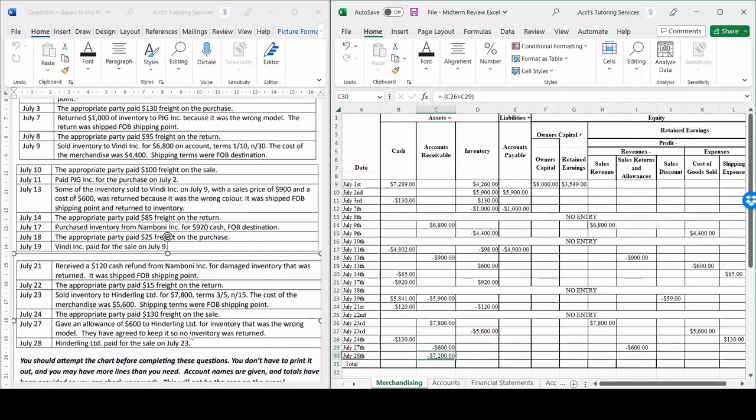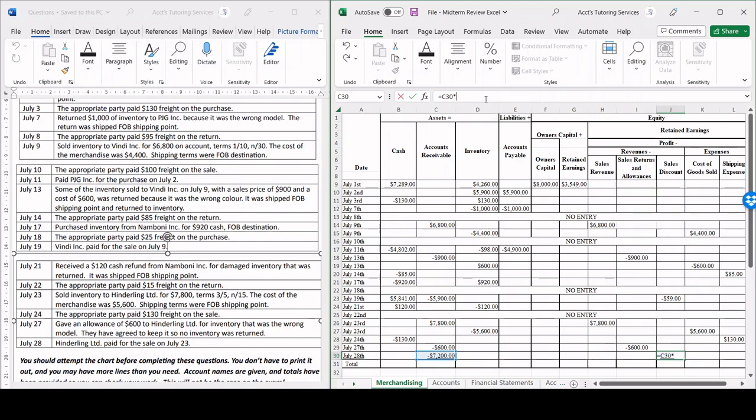And now the next question is, did they pay within the discount period? The discount period was 5 days, July 23rd plus 5 days is July 28th. Yes, they did, so they get the discount. Now the discount's going to go into sales discount. So we're going to do 7,200 times 3%. Remember, 3/5 means they get a 3% discount to pay within 5 days. And /50 means no matter what, they have to pay within 15 days.